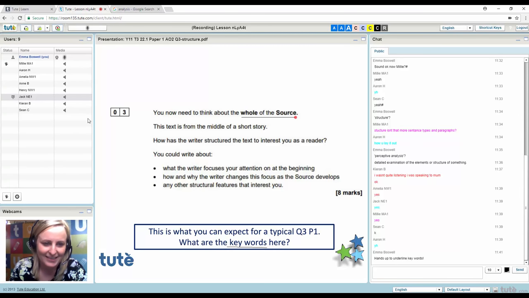Okay, that's definitely key, isn't it? Some questions will just say read lines 1 to 10 or 20 to 30. This says read the whole of the source. Okay, thanks, Jack. Anything else you'd underline while you've got the pen there, Jack? Okay, well spotted. Yeah, in that third bullet point there is the mention of structural features. Okay, lovely. Thank you, Jack. Good start. I'll pass to you, Millie. Anything else that you would say is a key word or phrase in this question?